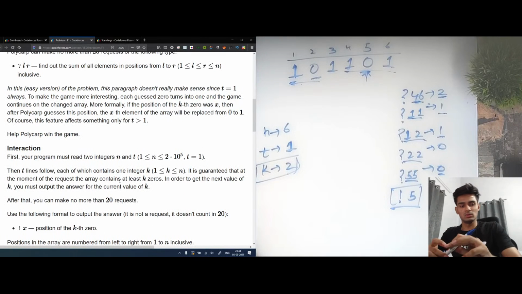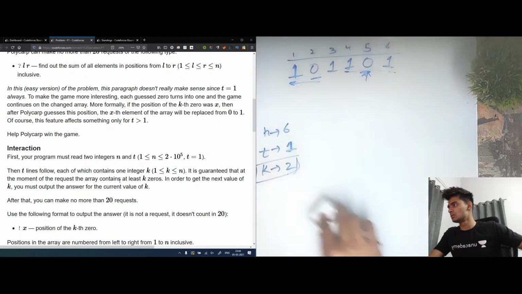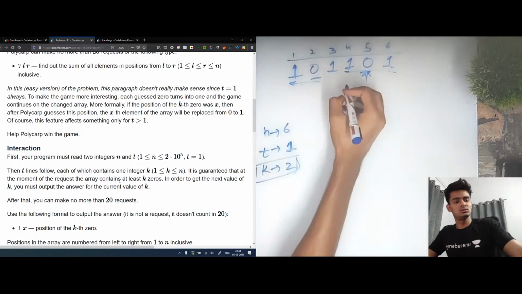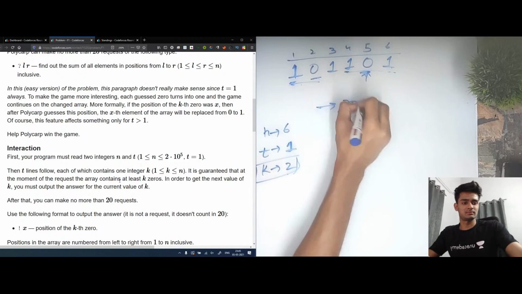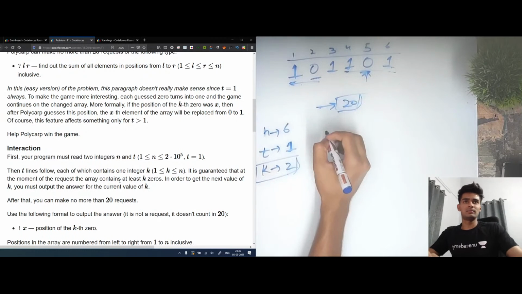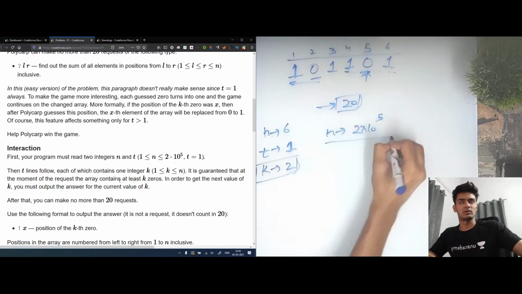Okay, so let's look at the maximum queries that we can do. So how many queries do we have? 20 queries. And the maximum length of n is actually 2 into 10 to the power 5. Okay, cool.